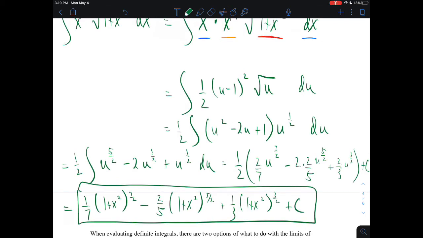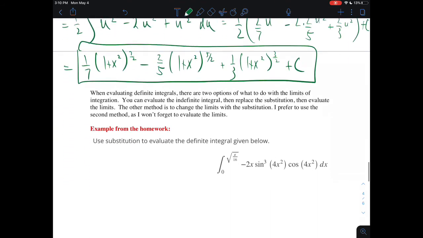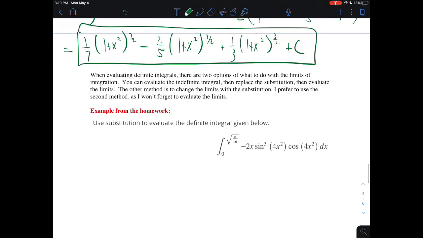Now that we've seen a bunch of examples with indefinite integrals, let's look at definite integrals. With definite integrals and the substitution rule, you do have two options of what you can do with the limits of integration. You can evaluate the indefinite integral, like I've done with the previous examples, essentially setting aside the limits, evaluating the indefinite integral all the way to the end, and then removing the constant of integration and plugging in your limits there. Or you can change the limits of integration along with the substitution.